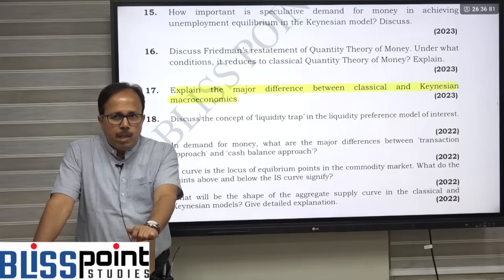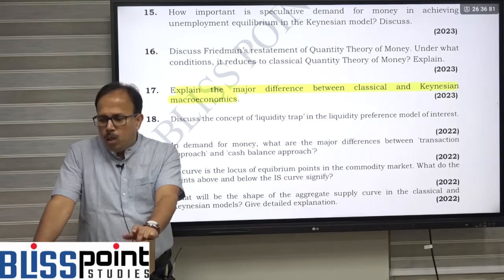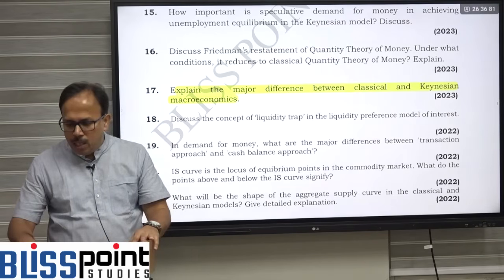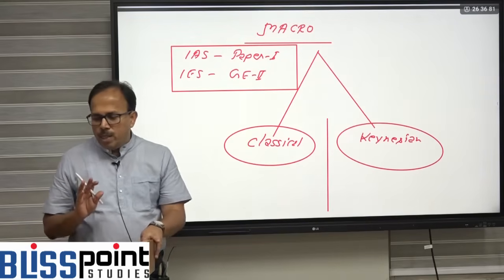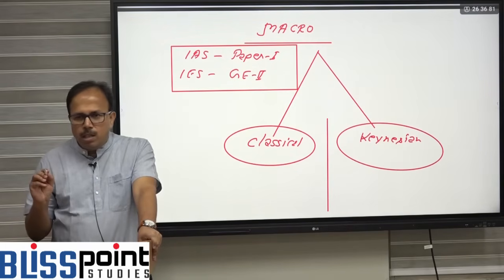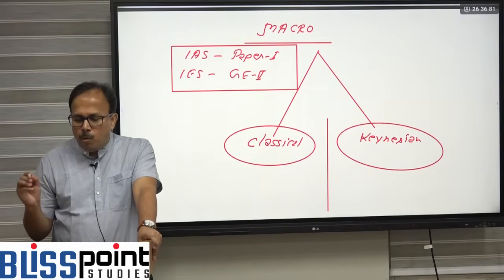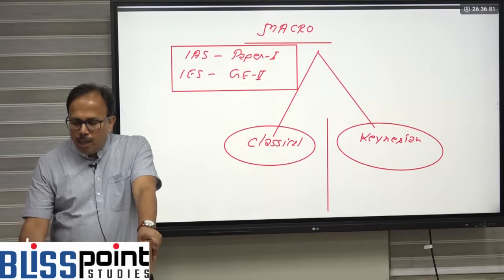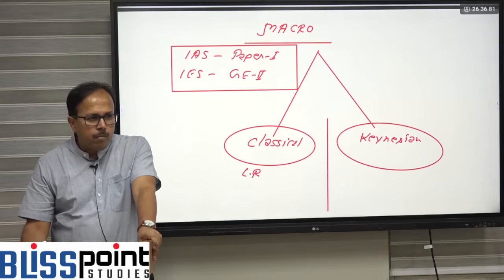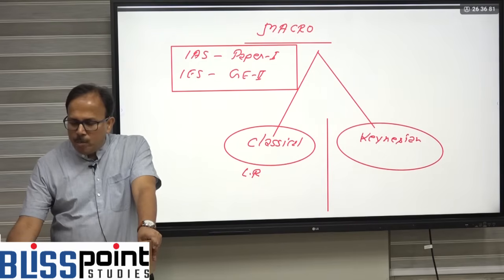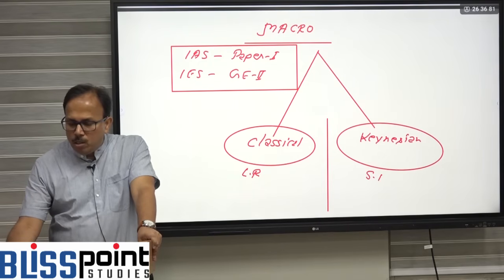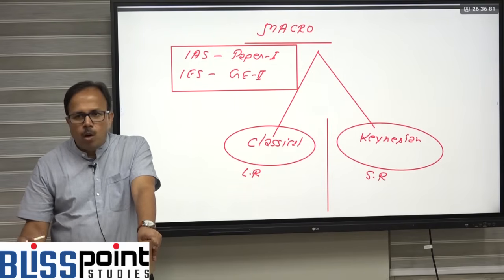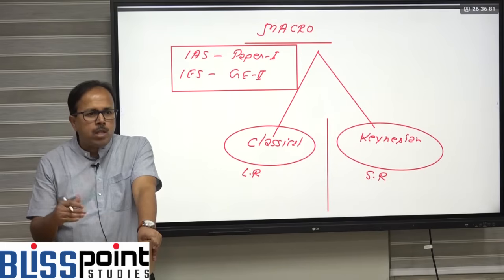There are in fact many differences between classical and Keynesian. So what is the core difference? The core is that the classical approach, or classical model, explains the economy in a long run perspective, and Keynesian economics explains the economy in a short run perspective. Long run description of the economy, short run description of the economy.